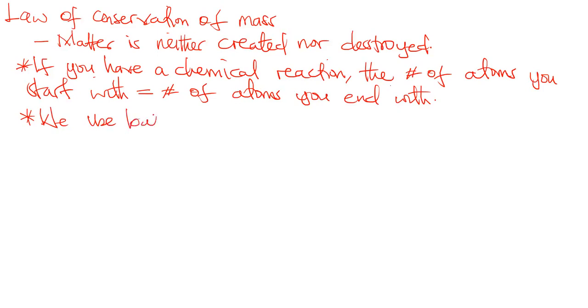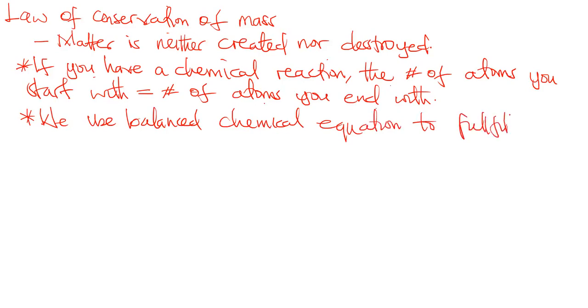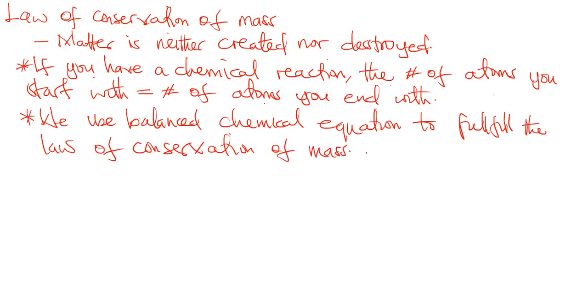So you have to use balanced chemical equations to fulfill the law of conservation of mass. Why is that the case? Because the balanced equation ensures that the number of atoms you start with is equal to the number of atoms you end with. So that's the whole purpose of balancing a chemical equation.